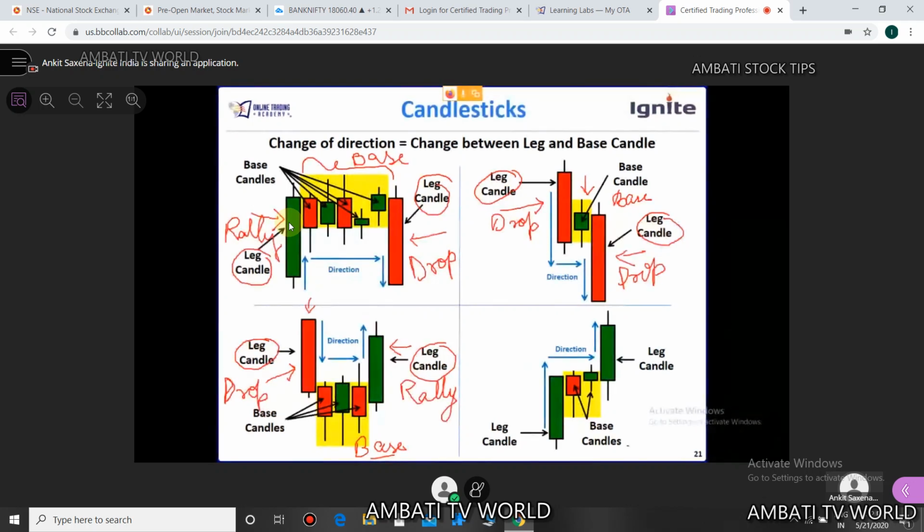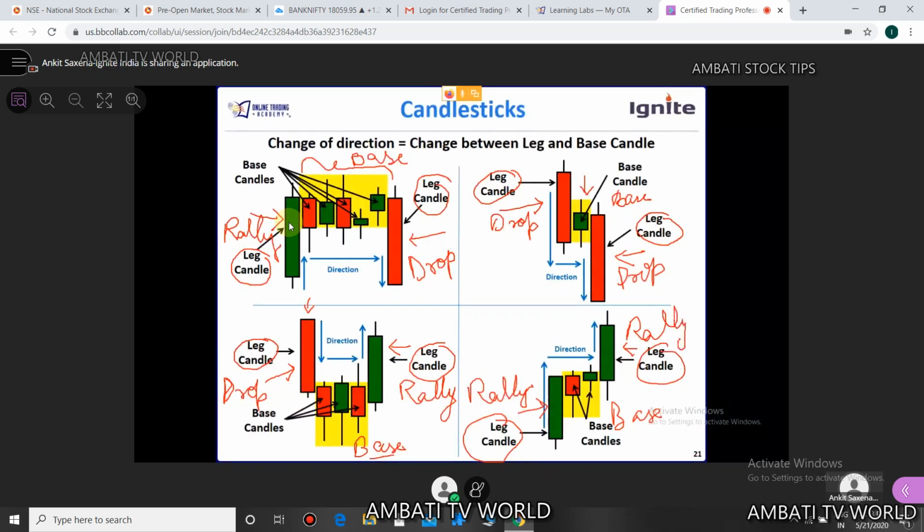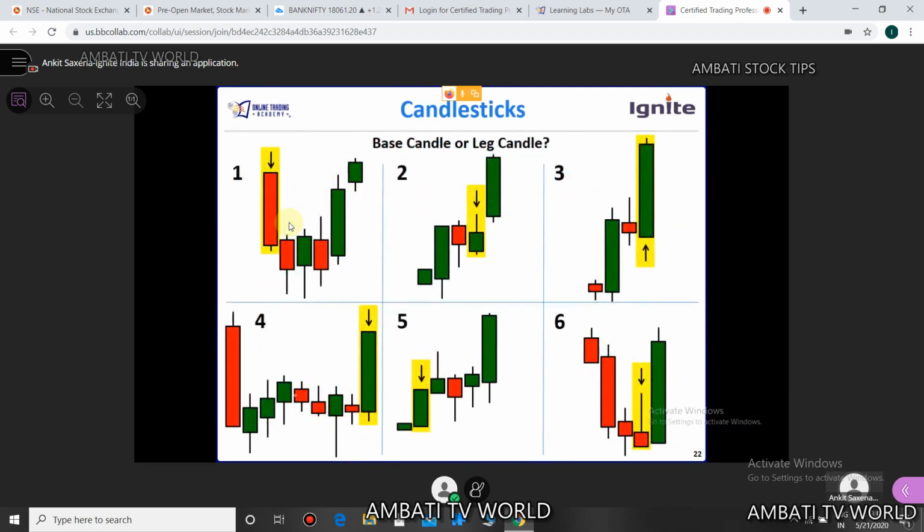It's a drop here, then base, and it's a rally. So what is the pattern here? It's a drop, base, and then a rally. Similarly, what is happening here? This is a leg candle, green, rally. Then these are small candles here, base, and this is again a leg candle, so again a rally candle. So what is this pattern here? Rally, base, and then a rally. We will go into more detail about these patterns in the coming sessions. As of now, just try to understand this.